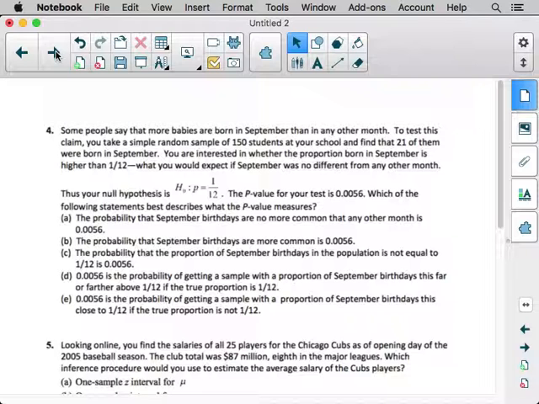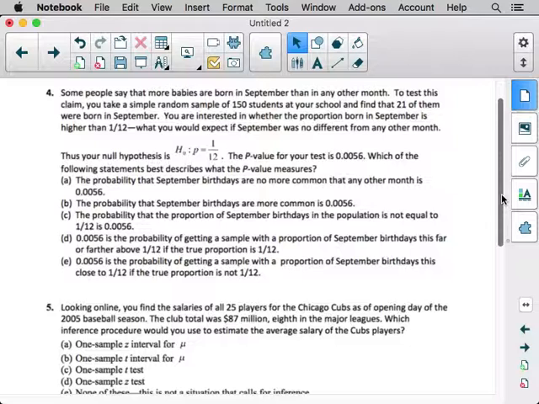Some people say that more babies are born in September than in any other month. To test this claim, you take a sample of 150 students at your school, and find that 21 of them were born in September. You're interested in whether the proportion born in September is higher than 1/12, what you would expect if there's no difference from any other month. Your null hypothesis is that the proportion should be 1/12. Your p-value for your test is 0.0056. Which of the following statements best describes the p-value?